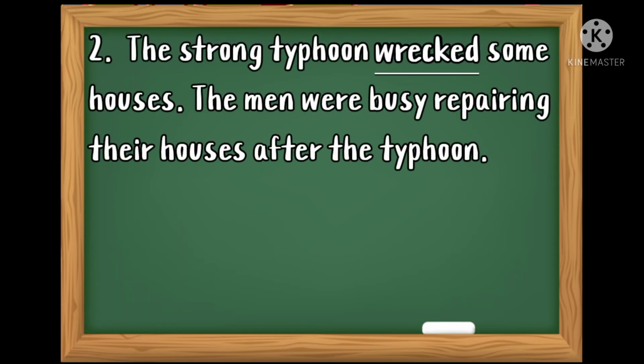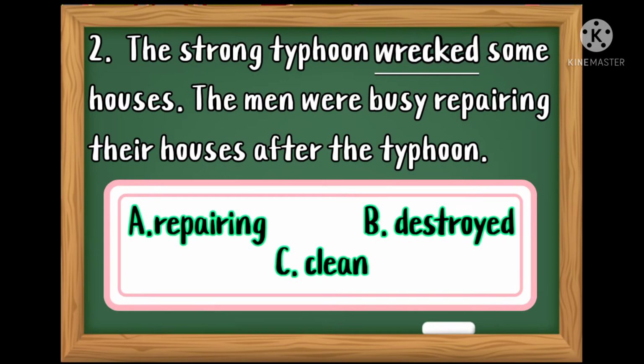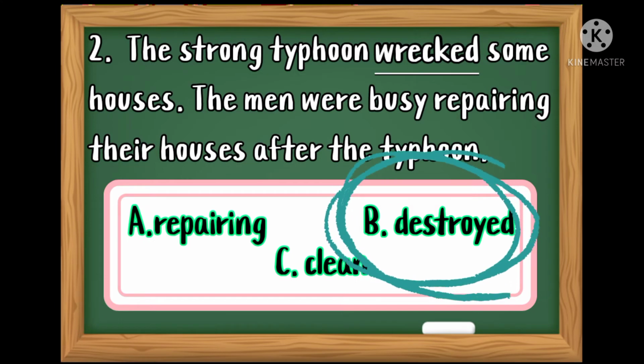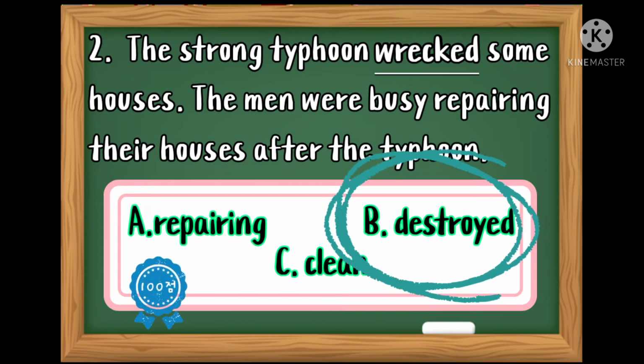Question number 2. The strong typhoon wrecked some houses. The men were busy repairing their houses after the typhoon. A. Repairing. B. Destroyed. C. Clean. What do you think is the answer? Fantastic! The answer is letter B, destroyed. The word clue is busy repairing their houses. It is an exemplification clue.